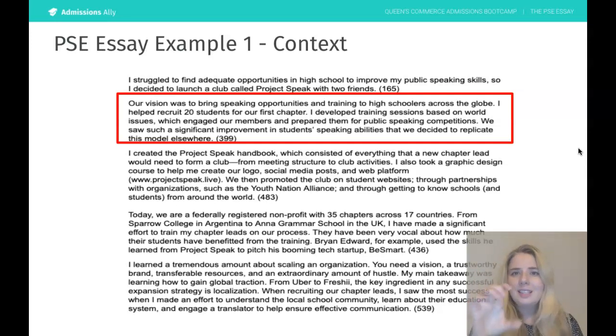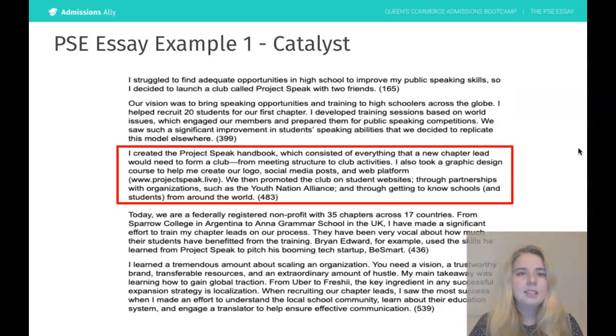And then what exactly did they do? So they developed training sessions based on world issues, and they prepared them for speaking competitions. They then saw such an impact on the students' abilities that they decided to expand it even further. So this is very interesting and keeps me wanting to know more. So this is really the catalyst.